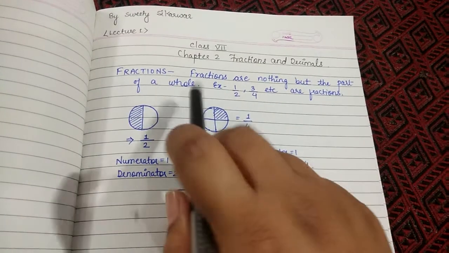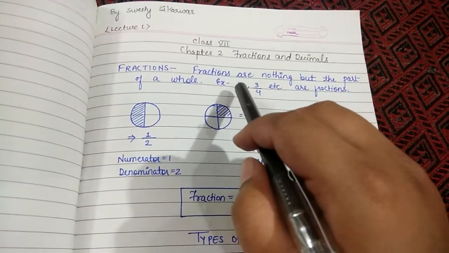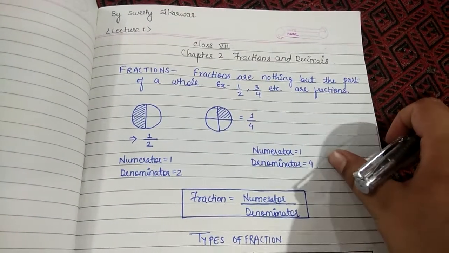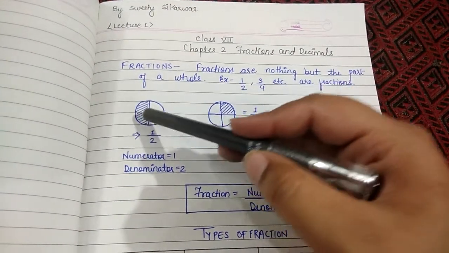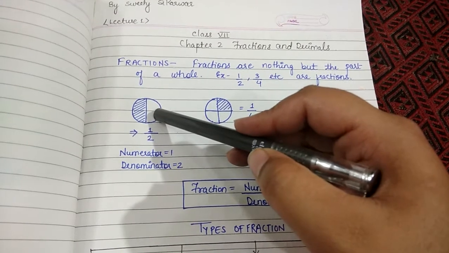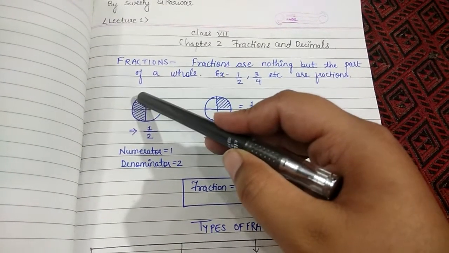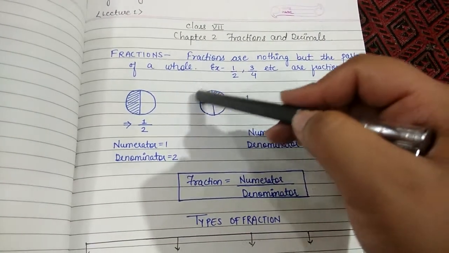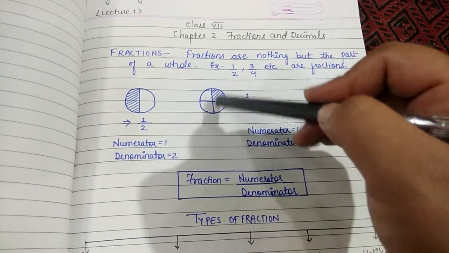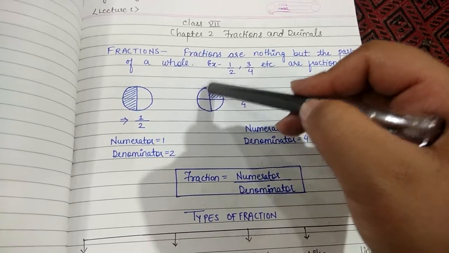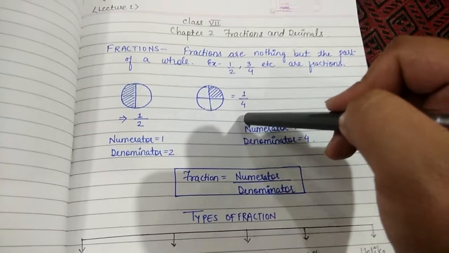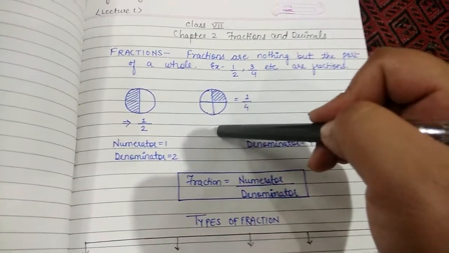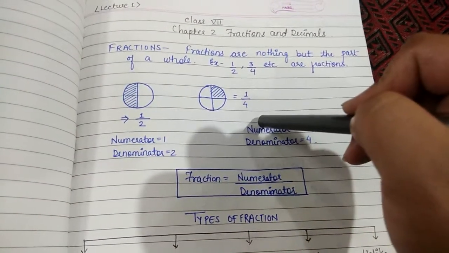Now let us understand what fractions are. Fractions are nothing but the part of a whole. That means if we consider a circle and divide it into two parts, I can write the half part of it like this, 1 upon 2, right? And if I have a circle and I divide it into 4 parts, I can write this particular shaded portion to be 1/4 of the circle, right? This 1 by 2 and 1 by 4 are what? These are the part of a whole, and therefore we call it a fraction.